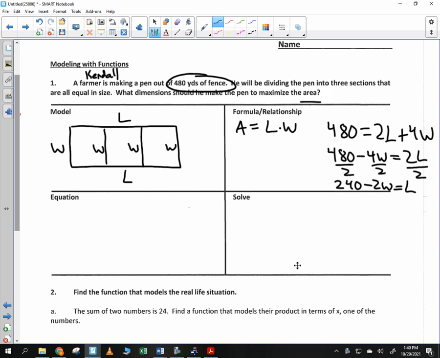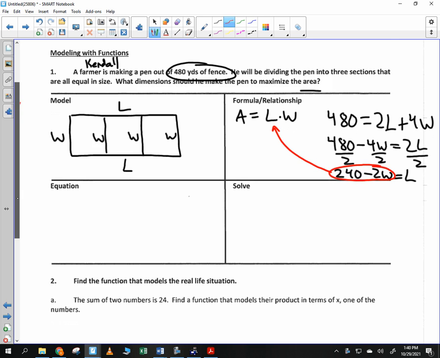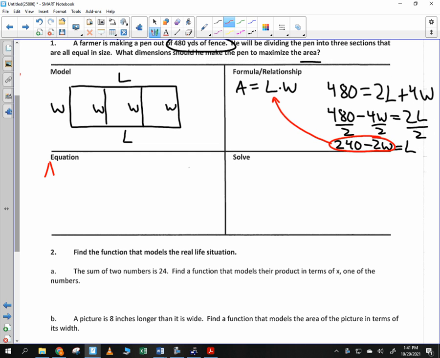All right, so I got L is equal to 240 minus 2W. If I know that this is equal to L, what can I do with it? Right there, right? This is where the magic happens. The rest is easy. Now watch what I have. I have a formula for area. It's equal to L, which we said is 240 minus 2W.